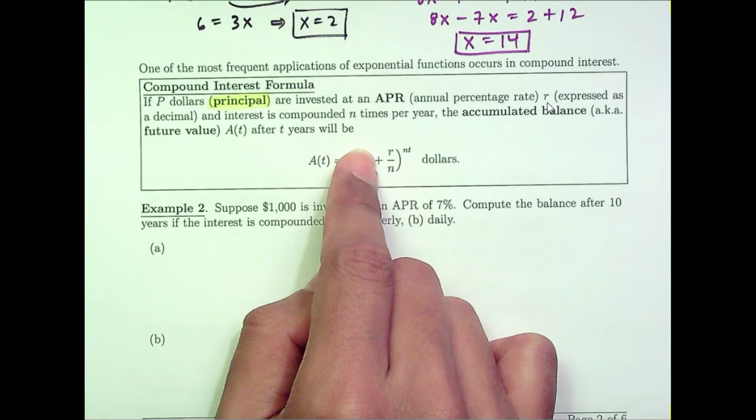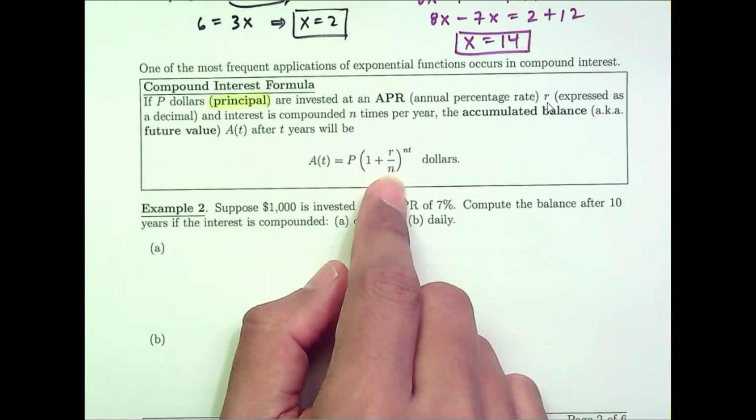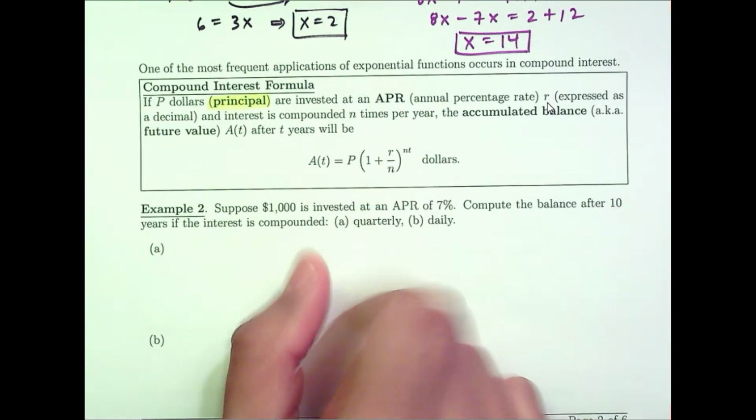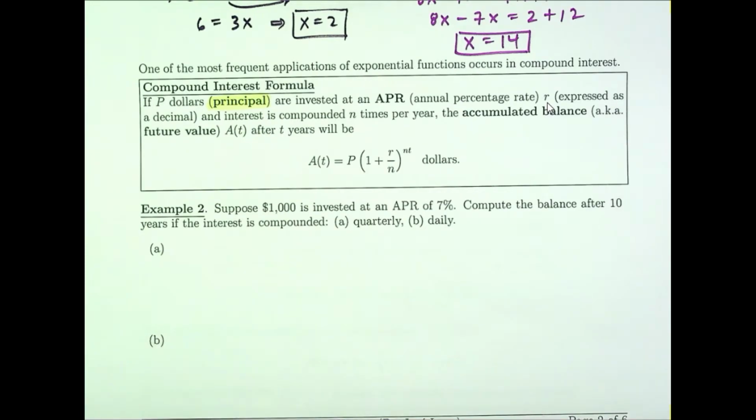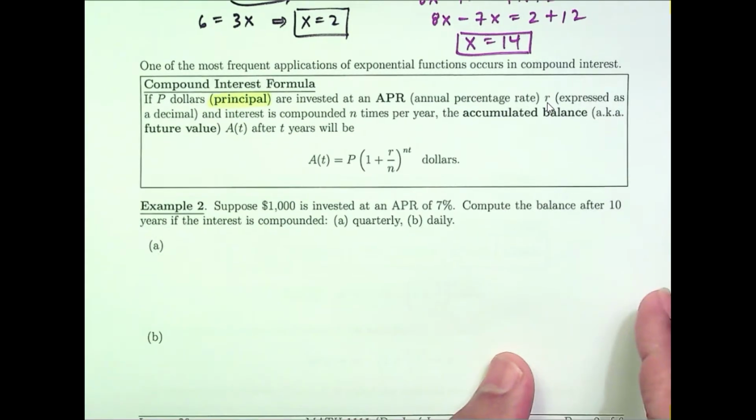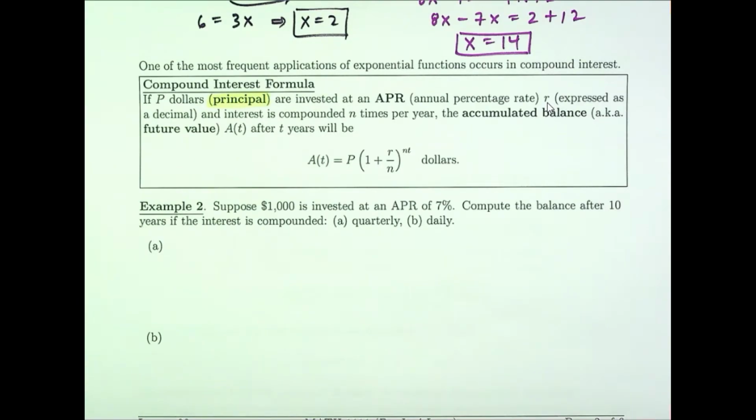And then n is the number of times per year that the interest is going to be applied, computed, or compounded. There's going to be a keyword that tells you how many times per year. They're never going to tell you n equals something. They're always going to say it implicitly with a keyword, like monthly, weekly, daily, etc. And then n would be the number of times that time period happens in a year.